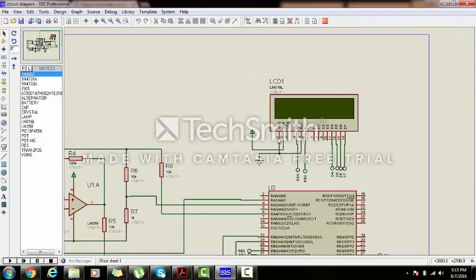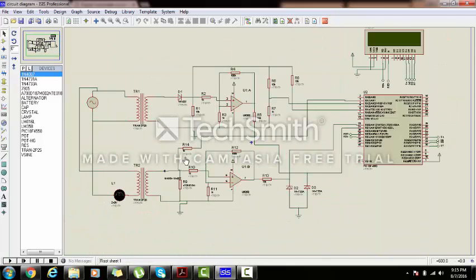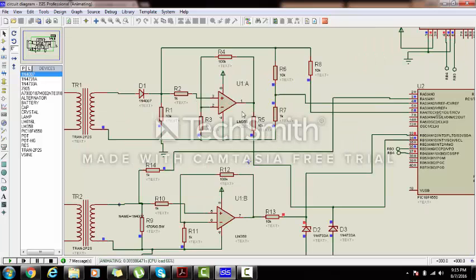Here we are using an LCD to display the values of voltage, current, power factor and frequency. And here is one more pin. Here we are getting a signal from the amplifier, and we are getting output from the rectifier, and we connected this with the timer clock pin to measure frequency.